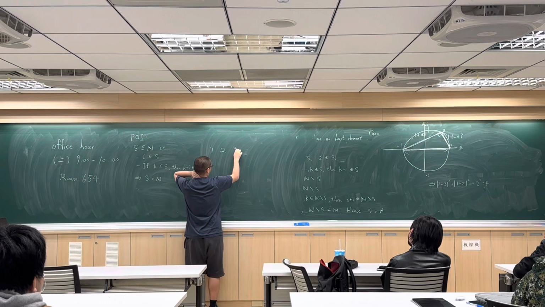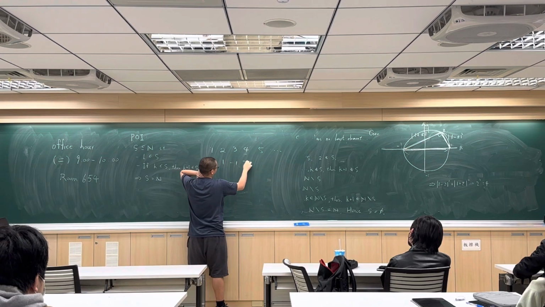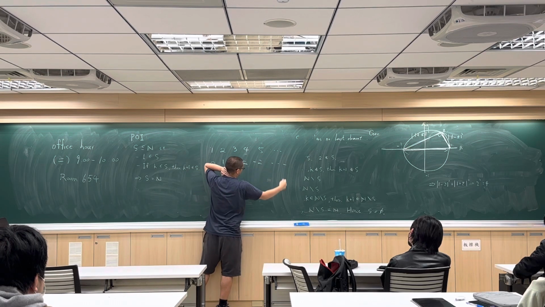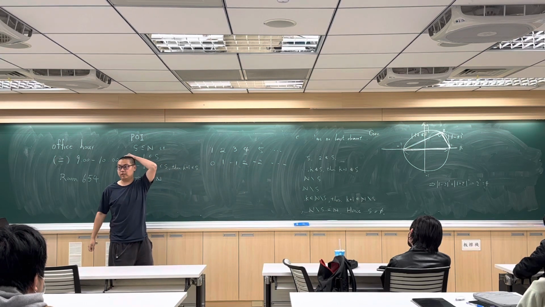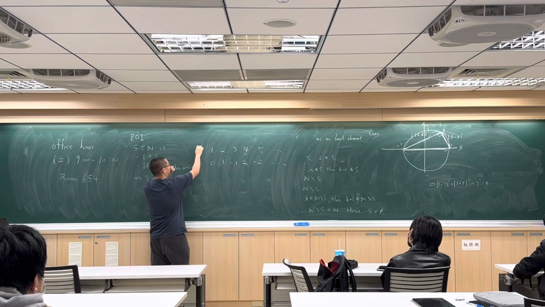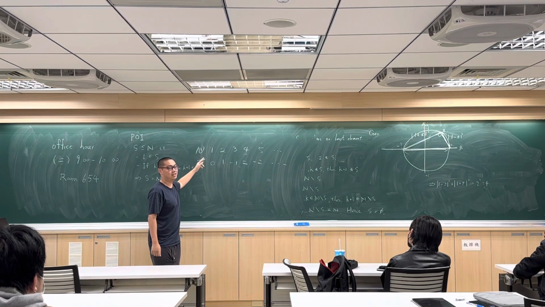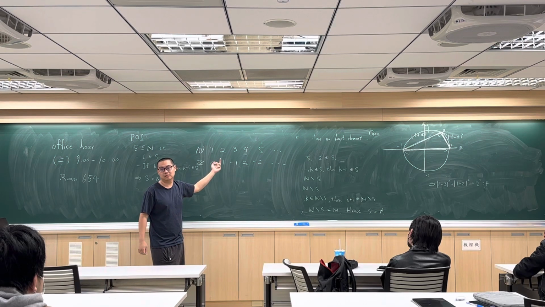1, 2, 3, 4, 5, and so on. 0, 1, negative 1, 2, negative 2, and so on. So actually, you constructed a correspondence between the natural numbers and the integers. So we are saying that they have the same amount of elements. We call it countable.